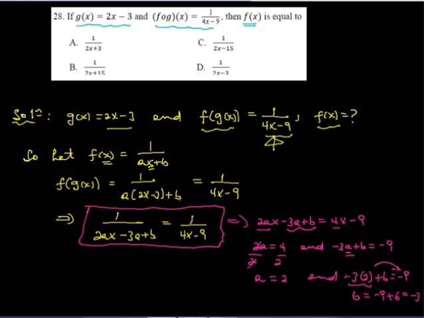Now we found a and b. We substitute their values in place of a and b, and our function f of x will be 1 over 2x minus 3. So this is the unknown function f. So from our choices it will be D.